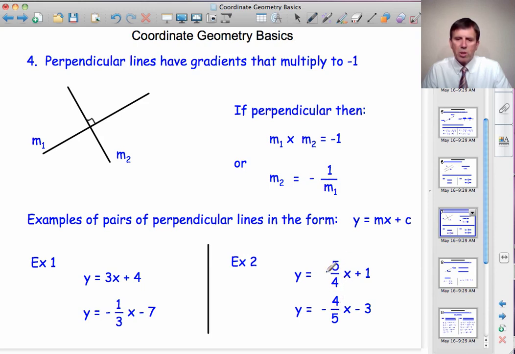But you must always remember that you have a sign change. If you've got a negative gradient here, a perpendicular line will have a positive gradient. If you've got a positive gradient here, a perpendicular line to that will have a negative gradient.